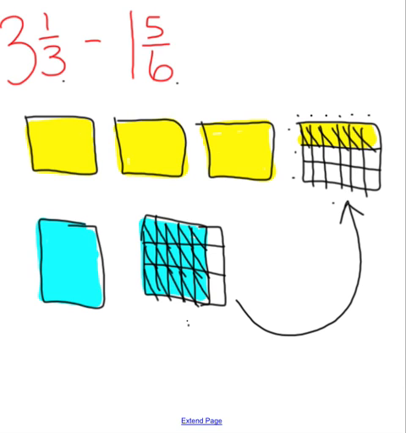So what I need to do is borrow from the whole number. I'm going to take this box right here, and I'm going to borrow by breaking it up into pieces. Since 18 is my common denominator, I'm going to break this whole box up into 18 pieces by following the same pattern I did earlier: 3 horizontally and 6 going down, or vertically.